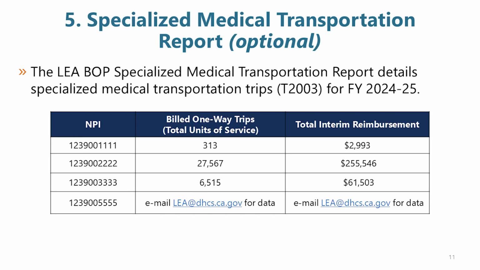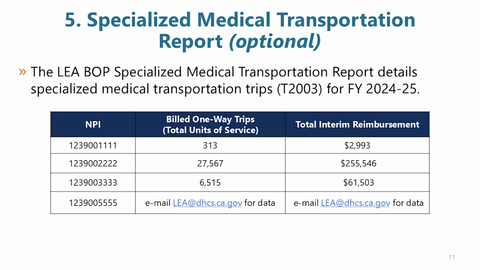Report 5 is the first optional report that some LEAs will need to reference when completing a CRCS. If your NPI billed for transportation during fiscal year 2024 to 25 using procedure code T2003, which is used for billing one-way trips, then you will want to download this report. The LEA BOP Specialized Medical Transportation Report provides summary information on the number of specialized medical transportation trips billed by your LEA, as well as the total reimbursement amount.